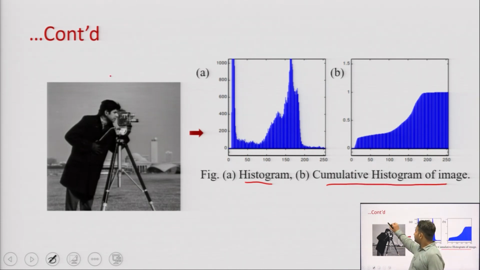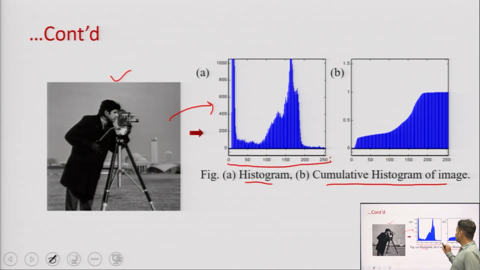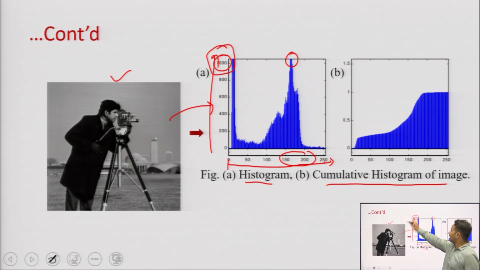Now, if we talk about the histogram and cumulative histogram of an image, you may see that if this is the original image, then the histogram of this particular image looks like this. What is the histogram actually saying? The 0 to 255 levels are present on the x axis and the number of pixels is shown on the y axis. So, you may observe that 1000 pixels are holding values between 150 and 200.